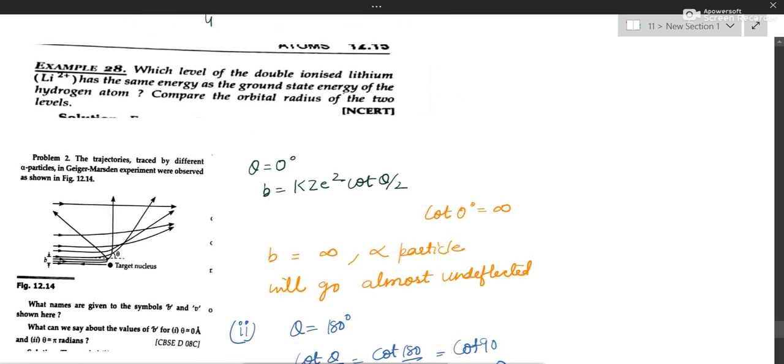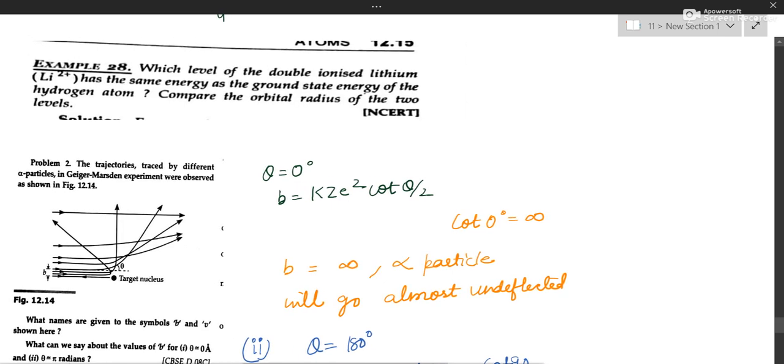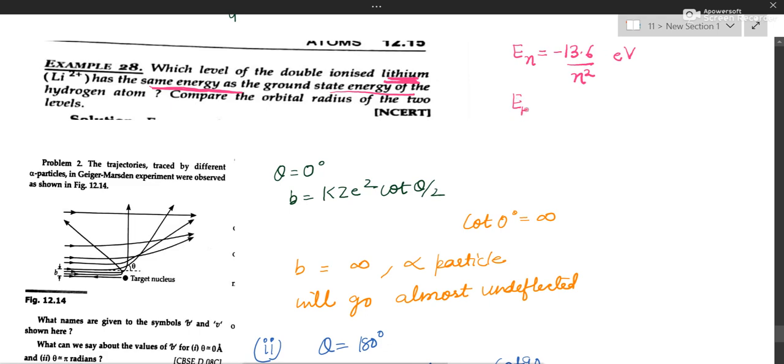Getting to next question. Which level of double ionized lithium has the same energy? This time it's not about radius, it has the same energy as a ground state energy of hydrogen. So it's simple. है ना, ग्राउंड स्टेट एनर्जी ऑफ हाइड्रोजन कितना होता है, माइनस 13.6 by n square electron volt. So put N1 and find out this is E hydrogen. Ground state में E hydrogen आ जाएगा.